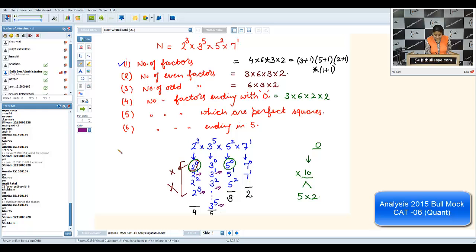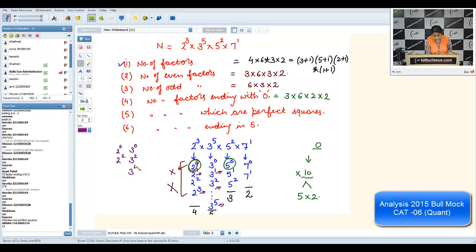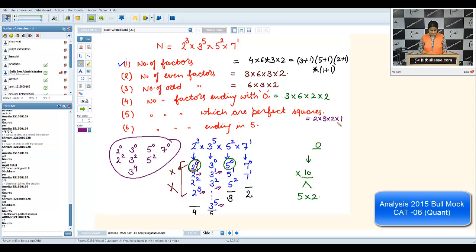So I can say 2 raised to power 0 is allowed. 2 square is allowed. 3 raised to power 0 is allowed. 3 square, 3 raised to power 4. Similarly 5 raised to power 0, 5 square and 7 raised to power 0. If I take any combination of these numbers, I'll get a perfect square which will be a factor of the original n. So how many perfect squares are possible? It will be 2 into 3 into 2 into 1. I think you are okay with the concept. Why am I multiplying here?